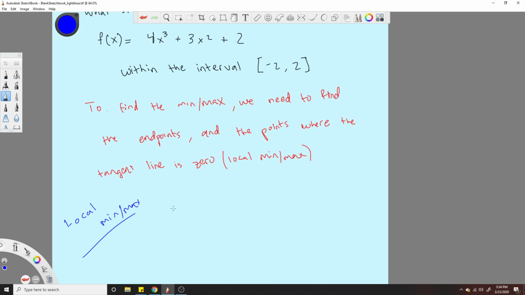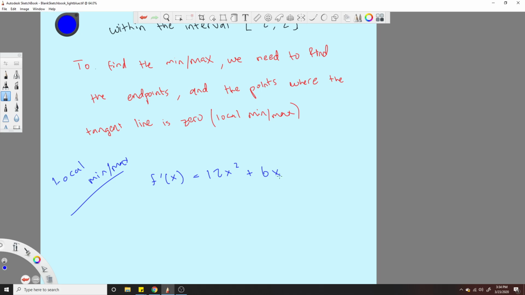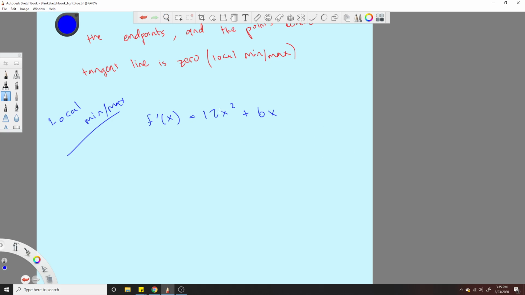So we take f prime of x, a very simple derivative here. You're going to multiply that 3, it's going to be a 12x squared. You're going to multiply this 3 by 2, it's going to be a 6x, and that 2 is going to be left as a 0. So there's your function. Now we will set this value to 0 because that's what we're interested in, where the zero value occurs.